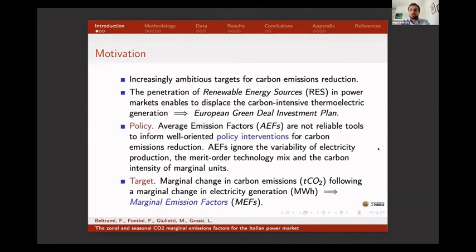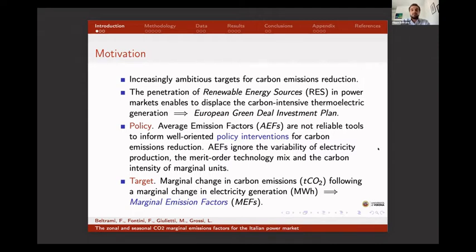So policy is for sure the main driver of this work. As we all know, the penetration of renewable energy sources within electricity markets conveys a twofold benefit. An economic one in terms of higher available quantities and lower average wholesale electricity prices, but also, and more importantly, an environmental one, because renewables crowd out the carbon intensive thermoelectric generation and therefore allow to obtain an environmental benefit in terms of carbon reduction.